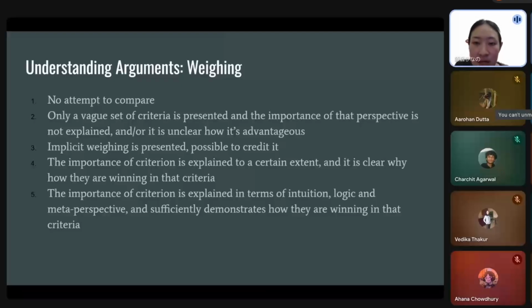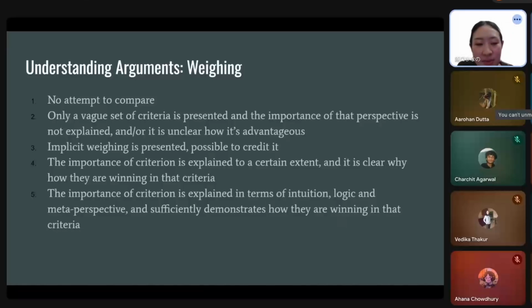The second level is that only a vague set of criteria is presented, and the importance of that perspective is not explained, or it is unclear how it is advantageous in that class. So the example is when they try to explain the environmental destruction. The victim of environmental destruction is more vulnerable. I think these are vague criteria, but there is no explanation of why the people who suffer from the economy are not more vulnerable compared to the ones who suffer from the environment.